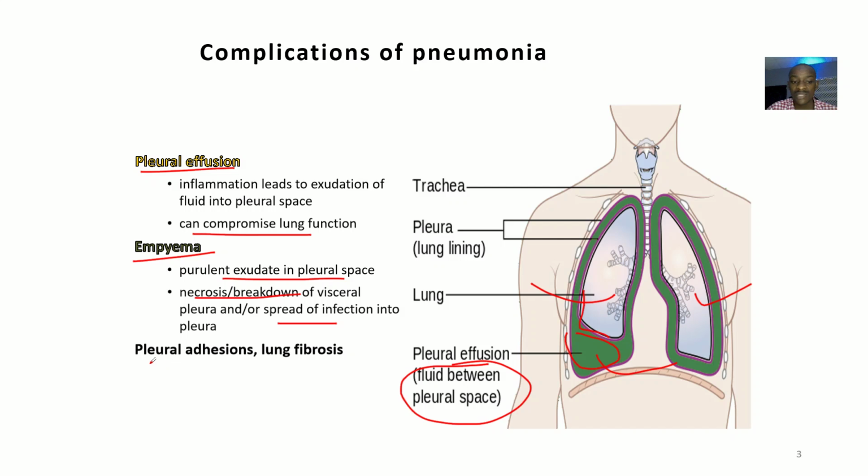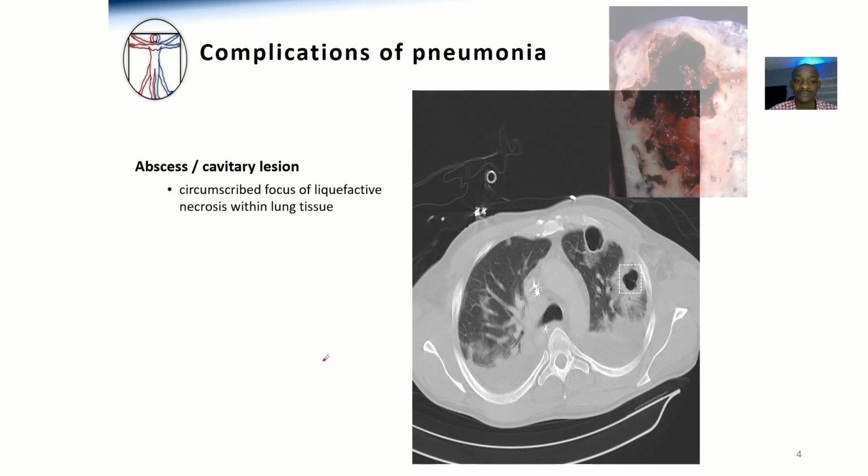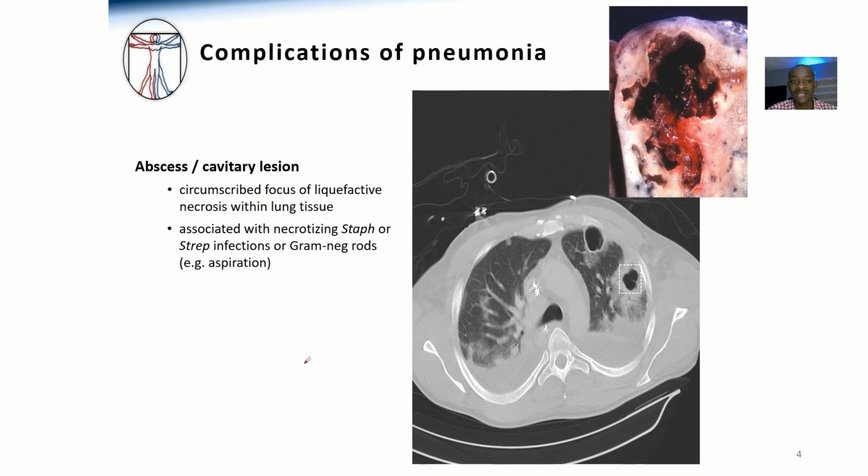Then this can lead to things like pleural adhesions or pleural or lung fibrosis. The lung will become as hard as it would. No function again, all right? So that's the complications. Then I think, okay, the last one we have is abscesses or cavitary lesions.